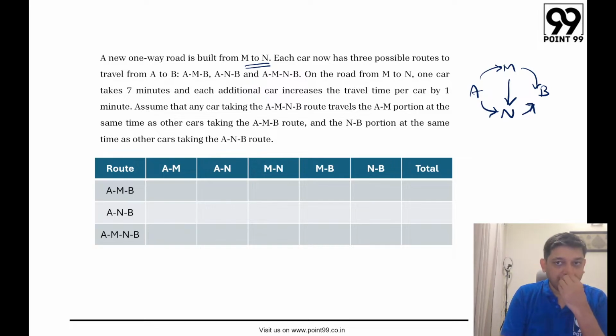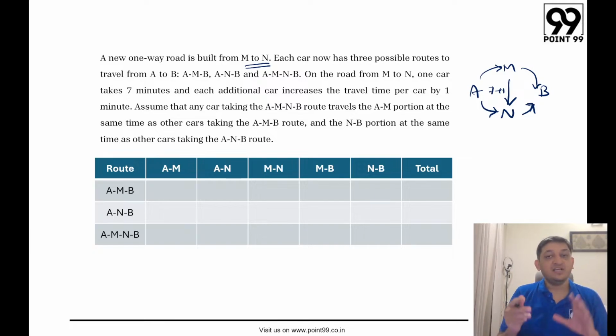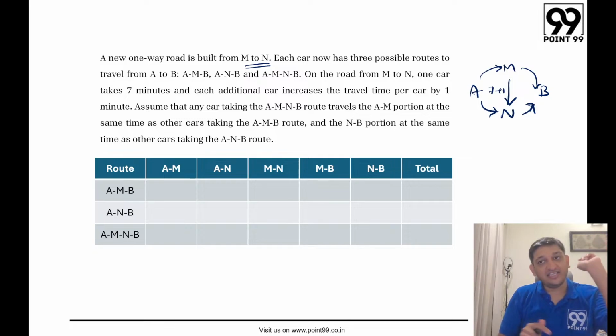Now on the road from M to N, one car takes 7 minutes, and each additional car increases the travel time per car by 1 minute. So this is 7 plus 1, whatever we had seen earlier. Okay, and assume that any car taking the AMNB route travels the AM portion at the same time as other cars taking the AMB route. So what does this mean? In the AMNB route, the car that goes from A to M travels at the same time as the other cars that are taking the AMB route.